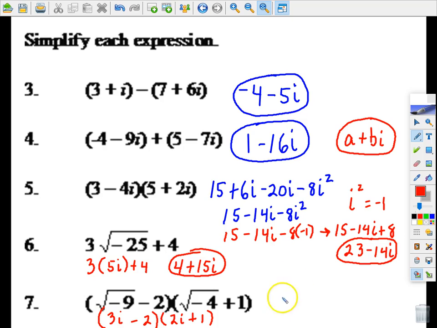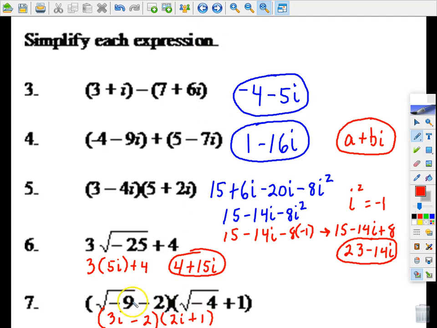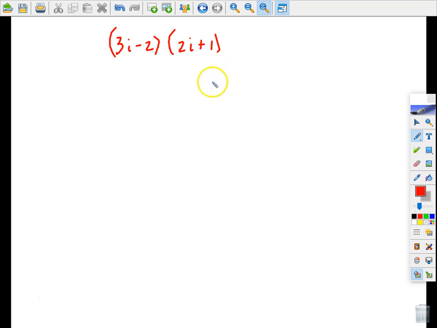Okay, and that's kind of low down on the screen there, so let me just go to another screen. So we got 3i minus 2 and 2i plus 1. So that's an important step when you see this on your test. Change these radicals into their i form. Then you're ready to use the FOIL method. Okay, so let's see what that looks like.